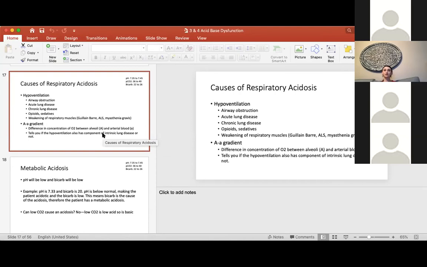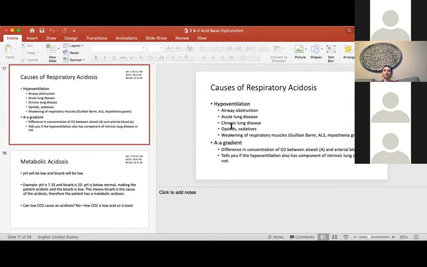So here are some causes of respiratory acidosis. Hypoventilation, so obstruction, lung disease, COPD, opiates, sedatives, weak respiratory muscles, like Guillain-Barré, ALS, myasthenia gravis, stuff like that. He might say a patient's taking a bunch of opiates or sedatives, and you have to know what to do with that. So that can clue you in that it's a respiratory acidosis.